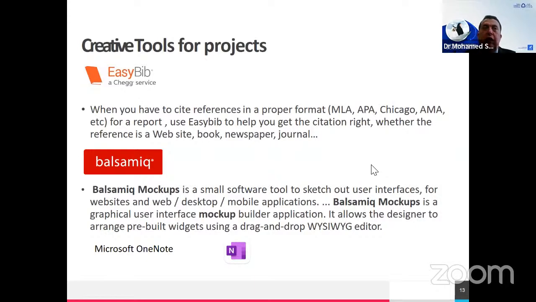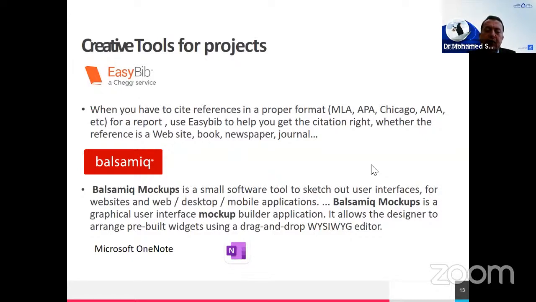Now, while you are writing your ideas, if you need to cite references, and you need to follow the proper format asked by your client, a good tool that can help you to do that is called EasyBib. It helps you to get the citation right, and whether the reference is a website, book, newspaper, journal, or video, it will help you to insert the proper citation and references at the end. Now, some of you might say, well, we can use Microsoft Word. Citation is there in Microsoft Word. Yes, you are right. But some people maybe are not using Microsoft Word. So EasyBib is a tool that you can use for the citation.